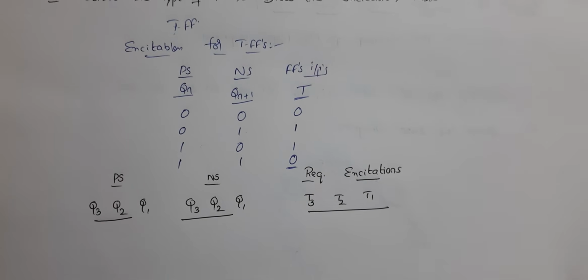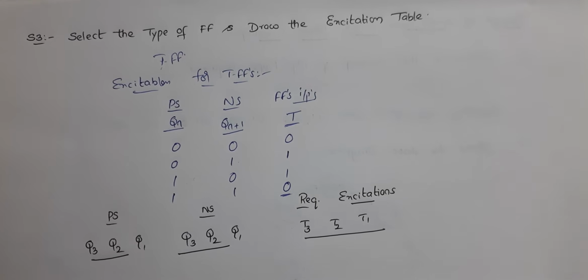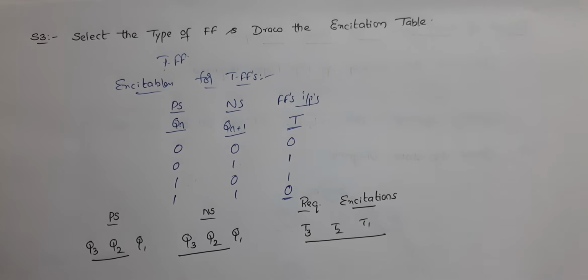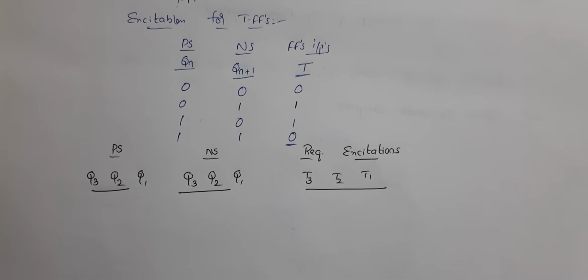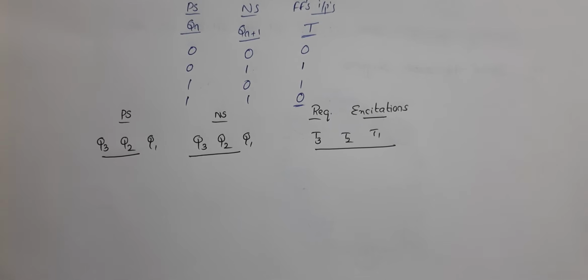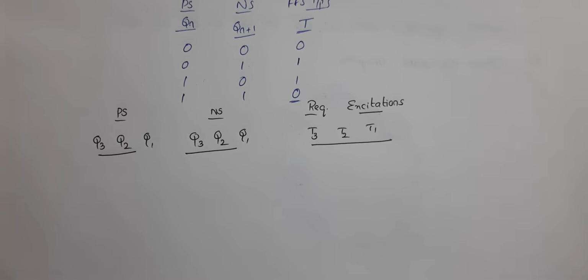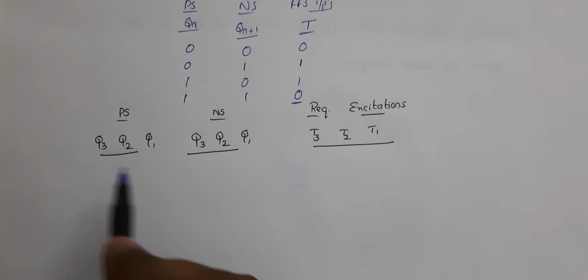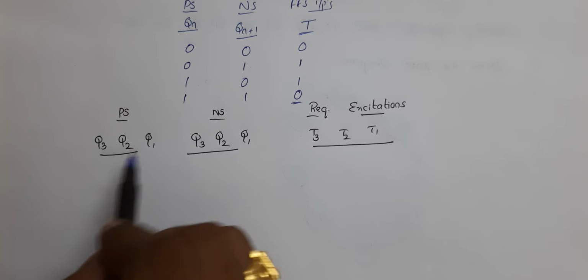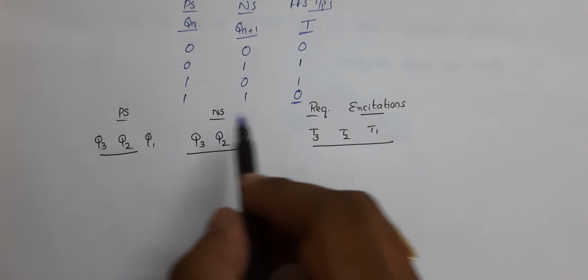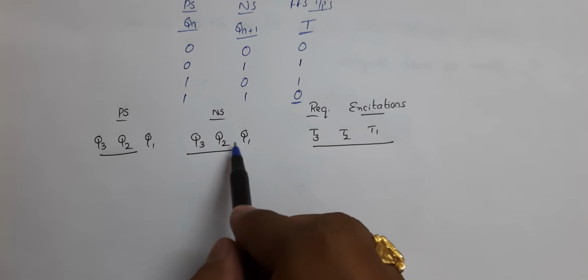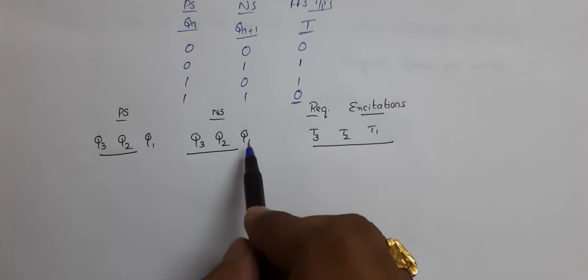Now we would like to draw the excitation table for the 3-bit down counter using T flip-flops. For a 3-bit synchronous down counter we require 3 bits, and the output bits are Q3, Q2, Q1. These are the present state output bits. For the next state outputs, we also consider the same output bits, Q3, Q2, Q1.